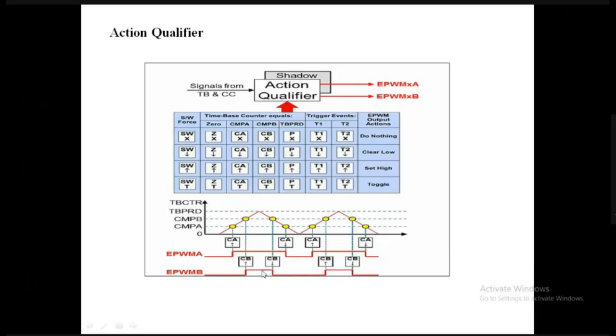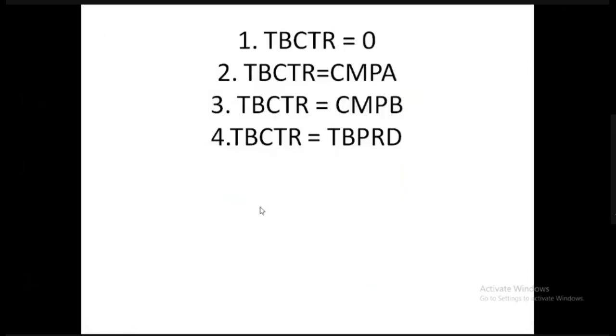But your PWM frequency at which your signal is generated will be constant, because your TBPRD is constant, and every event is repeating after a certain period of time. So the frequency of this PWM pulse will depend on what TBPRD value you are putting in here. Let me explain this.